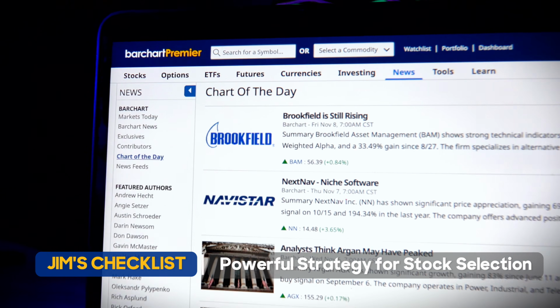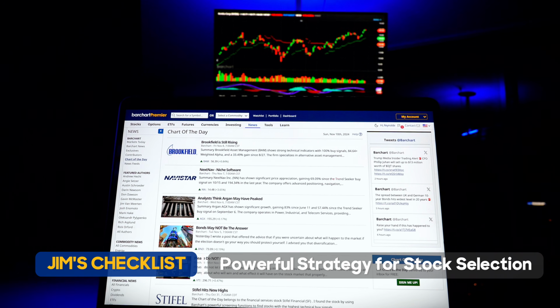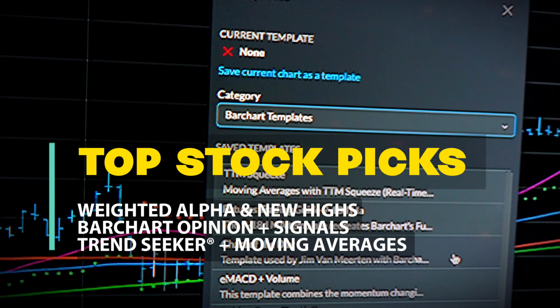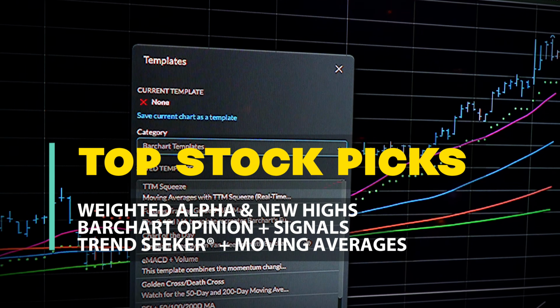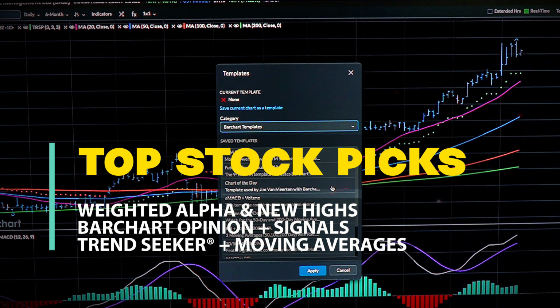And there you have it, a straightforward approach using Jim's expert checklist on finding the next hot stock. From weighted alpha to trend seeker, Barchart's tools are here to help you take the guesswork out of trading and investing to help you find stocks that fit your strategy.